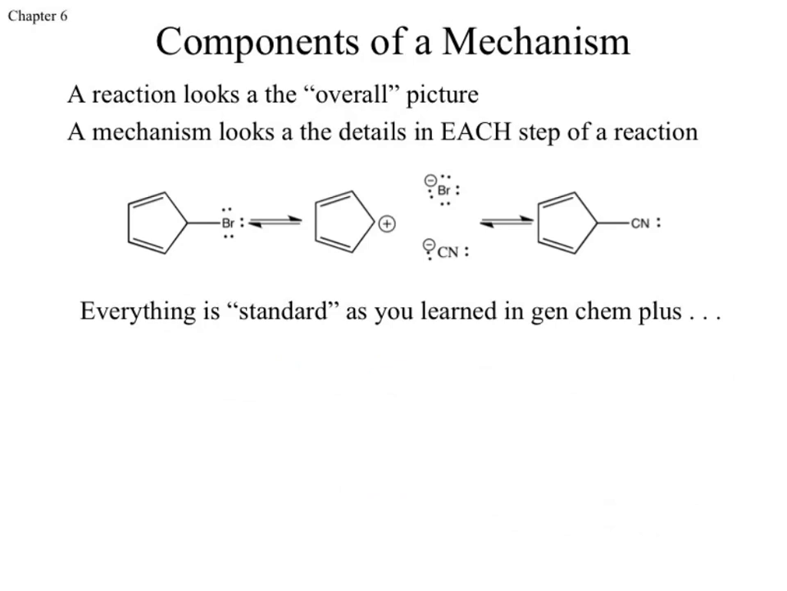Okay? So first off, how many steps are in the reaction shown? 2? How do you know there's 2 steps? 2 sets of equilibrium arrows. Okay? So sometimes it's straightforward. Where's our product?